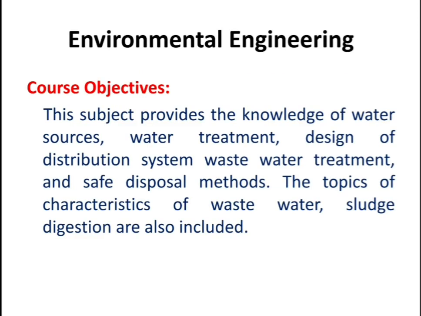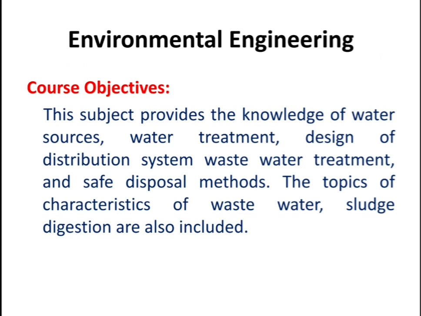You can see the subject name, or the course name, is environmental engineering. The main objective of this course is that the subject will provide knowledge about water, wastewater, and their sources, their treatment, their usage, their disposal. The subject also provides some knowledge about air pollution, different sources of air pollution, and different methods used to control air pollution. So this is the main objective of this course, environmental engineering.